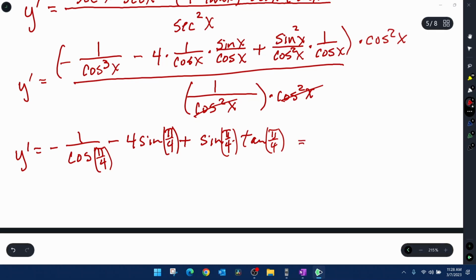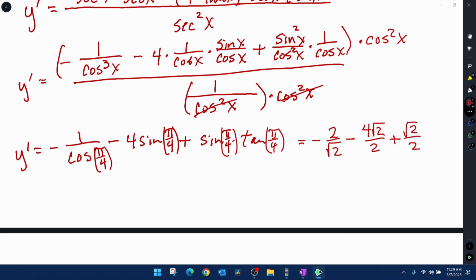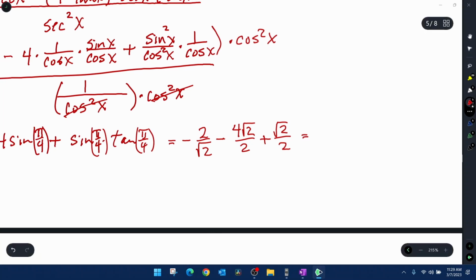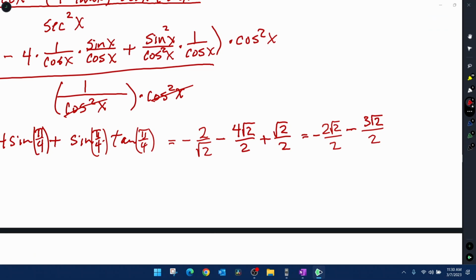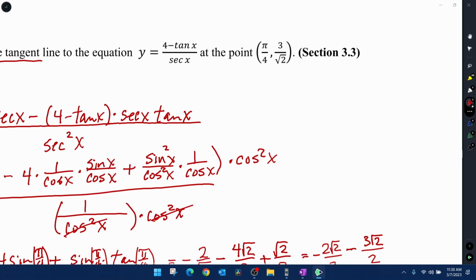So that's going to be negative 2 over square root of 2 minus 4 square root of 2 over 2 plus square root of 2 over 2. And then let's see if we can simplify that. Okay, rationalizing. That's just going to be negative square root of 2 minus 3 square root of 2 over 2. Actually, if I convert that and leave it, 2 square root of 2 over 2. And now I have a common denominator again, and I should have negative 5 of those.